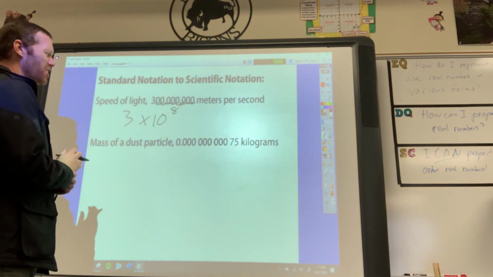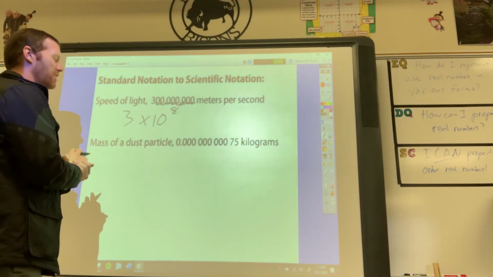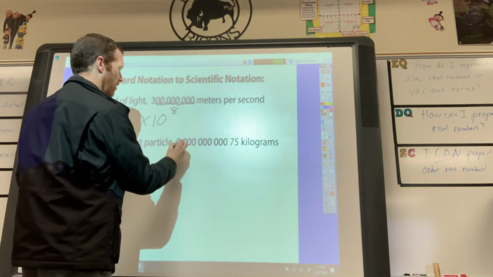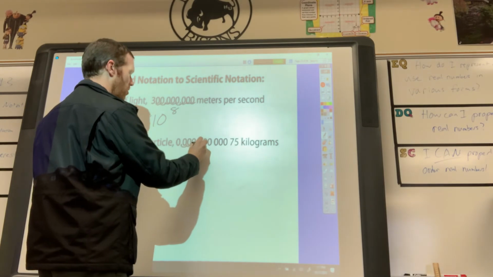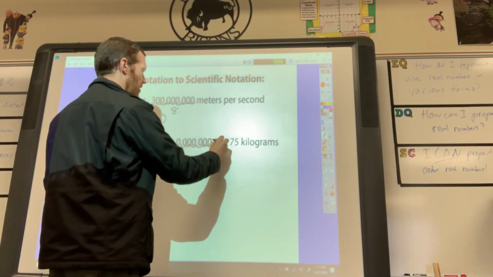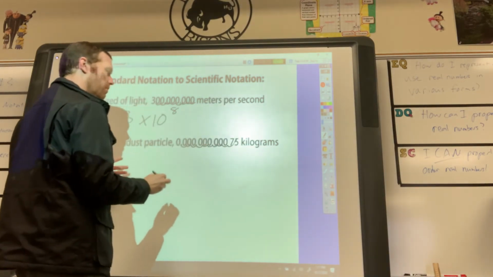The mass of a dust particle in kilograms. Yikes. Well, I'm still going to do the same thing. Find where my decimal is, then move it where I want to be. 1, 2, 3, 4, 5, 6, 7, 8, 9, 10. Now I have a new number between 1 and 10.